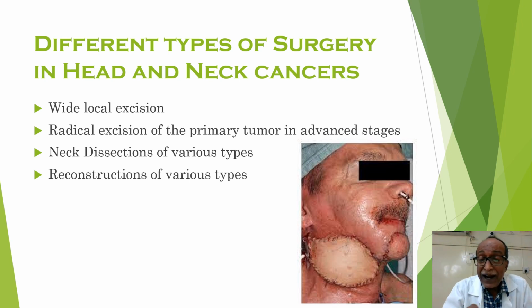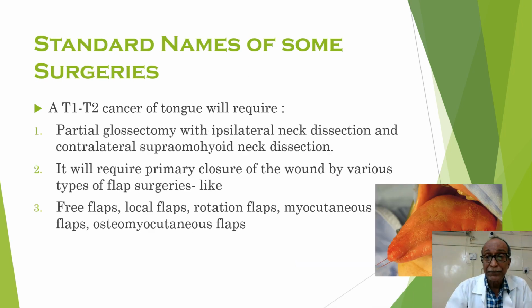Radical excision of the primary tumor is done in advanced stages. If it's T2, T3 of the tongue, for example, the tongue has to be sacrificed. It may be a partial glossectomy or a total glossectomy, with a reconstruction of the tongue maybe. Such a big ablative surgery is for the treatment of the primary tumor, and along with this, you do neck dissections of various types. Neck dissections remove the involved lymph nodes on the ipsilateral as well as the contralateral side.